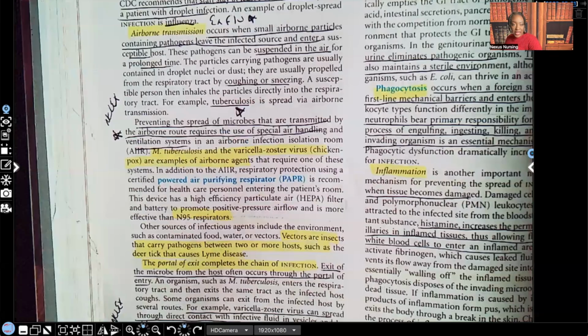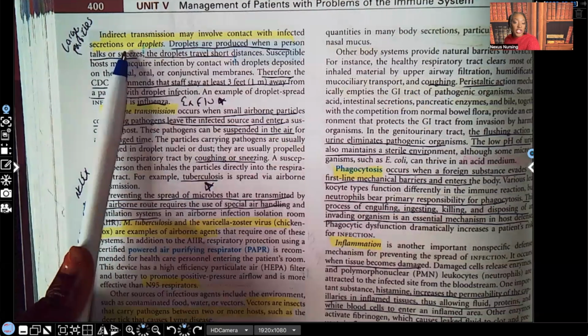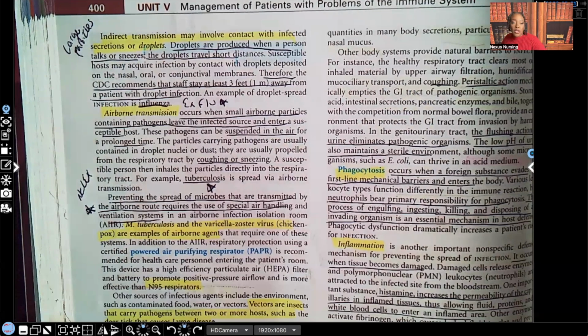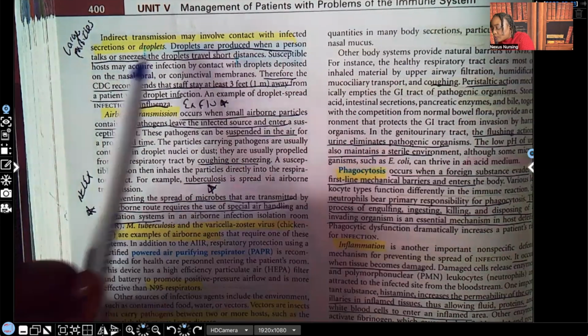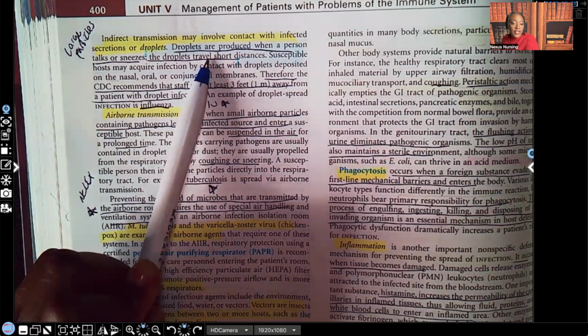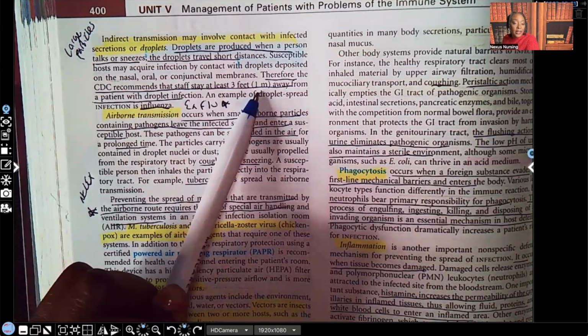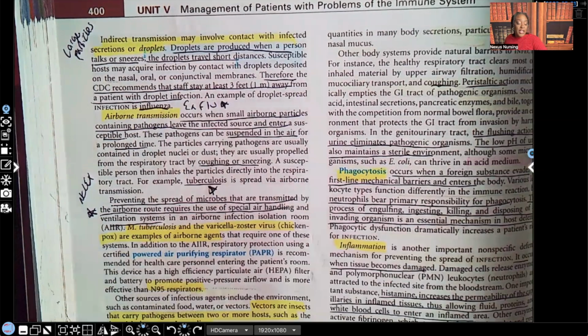Lots of important stuff on this page. Look at this. Indirect transmission may involve contact with infected secretions or droplets. Something important for you guys to know. When you hear the word droplets, I want you to know those are the larger particles. They're 5 millimeters or greater, okay? Droplets are produced when a person talks or sneezes. The droplets travel short distances. Therefore, the CDC recommends the staff stay at least, look at this, 3 feet away from a patient with droplet precautions. An example of droplet spread infection is the influenza.